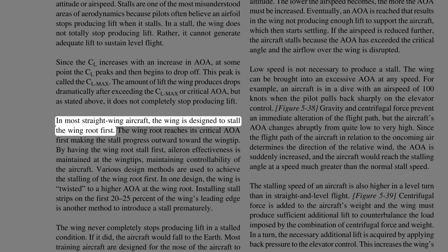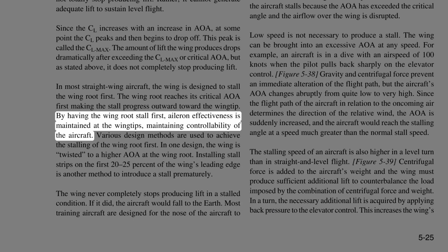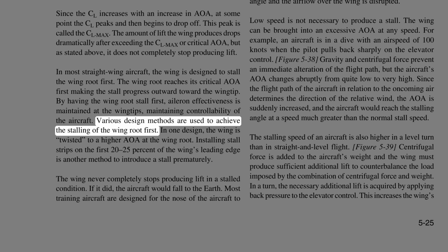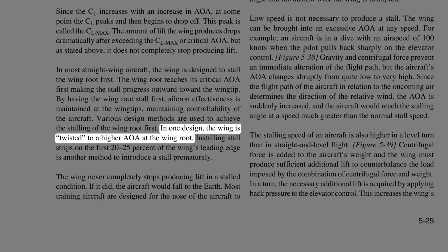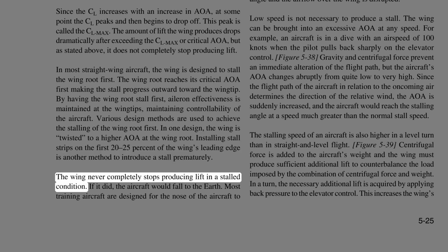In most straight-wing aircraft, the wing is designed to stall at the wing root first. The wing root reaches its critical AOA first, making the stall progress outward toward the wingtip. By having the wing root stall first, aileron effectiveness is maintained at the wingtips, maintaining controllability of the aircraft. Various design methods are used to achieve the stalling of the wing root first. In one design, the wing is twisted to a higher AOA at the wing root. Installing stall strips on the first 20 to 25% of the wing's leading edge is another method to introduce a stall prematurely.